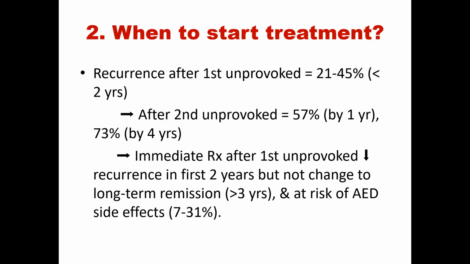Any doubts in this slide? For a first unprovoked seizure, you need to explain the recurrence and the side effects of the anti-epileptic drug. If the patient is willing to take an anti-epileptic, give it. If not willing, you can explain the risk of recurrence and plan accordingly. Okay, if two unprovoked seizures are there, you need to start an anti-epileptic. Understood, sir. Okay, next slide.